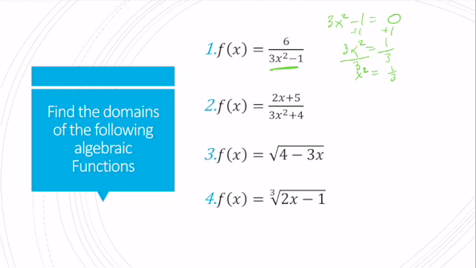And then square roots undo squares, so I'm going to take the square root of both sides. So I have x equals plus or minus the square root of 1/3. So my domain is going to be all real numbers, as long as x doesn't equal plus or minus the square root of 1/3.